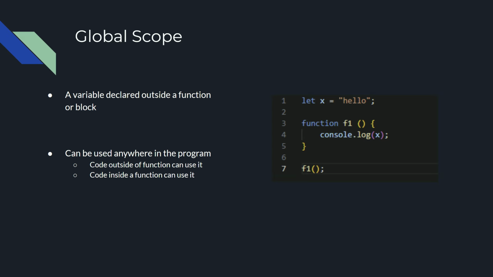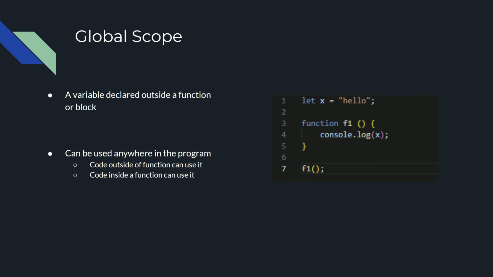So the first one we'll look at is global scope. When we think of the hierarchy of the different levels of scope, global scope is at the highest level. It's any variable that's declared outside of a function or any block. In the example on the right, we have a variable named x. We declare it using let, and we assign it the string hello. So that variable can be used anywhere in the program, as it is right now.